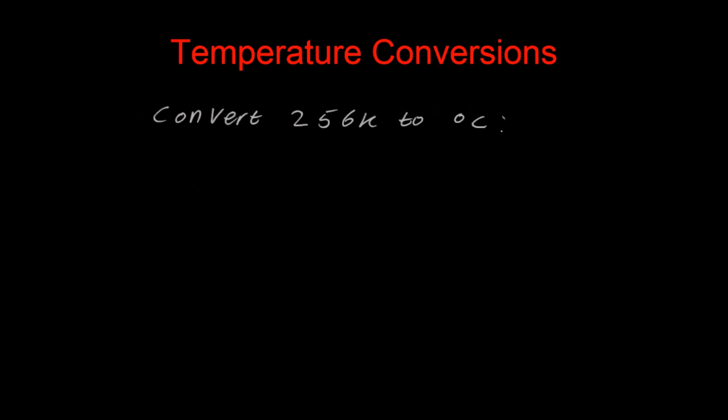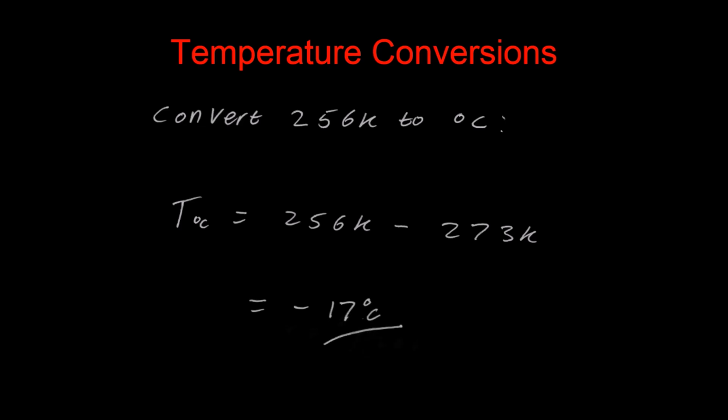So if we were to do a couple of conversions here, we can convert 256 Kelvin to degrees Celsius. The temperature in Celsius will be 256 minus the 273 Kelvin. We'll get negative 17 Celsius. I would like to point out at this point that the degrees in Fahrenheit are different to the divisions in Celsius. But a 1 degree change in Celsius is equal to a 1 Kelvin change.